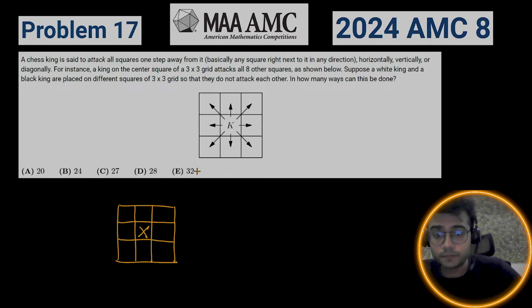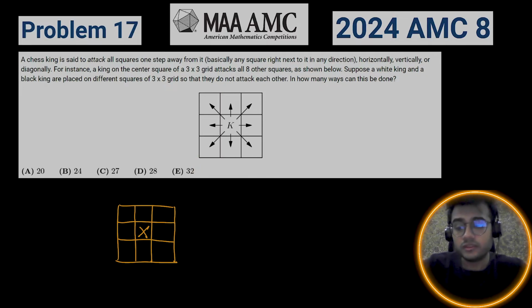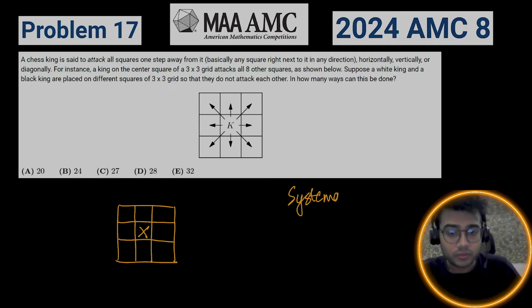So this place is out of bounds. Now, let's actually do it like this. We'll find out a position for the white king and then find the possibilities for the black king. If we do it in this order, then we'll make sure that we do not overcount and we don't undercount. This is called systematic counting, a method that we can use to prevent overcounting and undercounting.